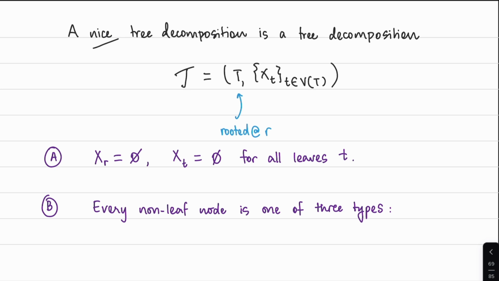Other than the conditions on the root and the leaves, the rest of the tree is going to have the structure of a binary tree, which is to say that every vertex has either one child or two children, but no more. So let's look at a non-leaf, non-root vertex, something that is an internal node in the tree. We're going to say that such nodes are one of three kinds.